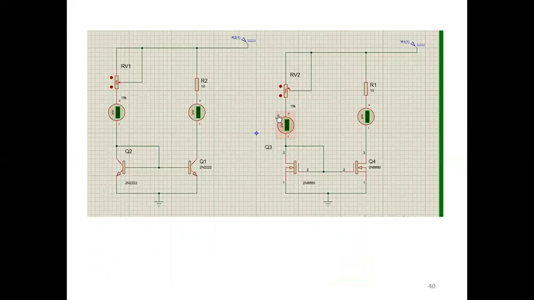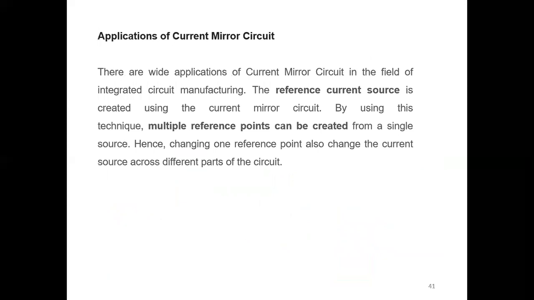This is the basic execution of the concept, the basic circuit that is implemented in circuit design. So these are the applications of the current mirror circuit. There are wide applications of the current mirror circuit in the field of integrated circuit manufacturing. The reference current source is created using the current mirror circuit. By using this technique, multiple reference points can be created.